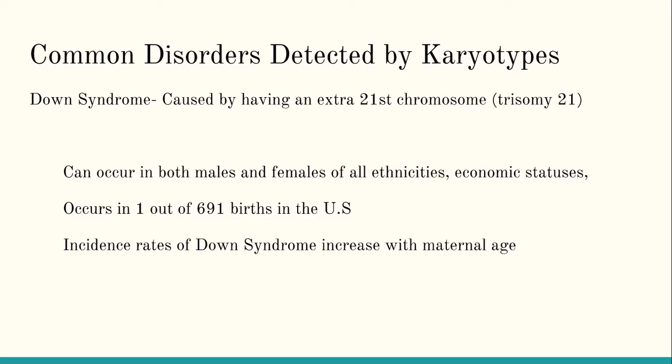It occurs in 1 out of every 691 births in the U.S. And the incidence rates of Down syndrome do increase with maternal age. Basically, the older the mother is at the time of birth, the more likely the chances are that her child will have Down syndrome.